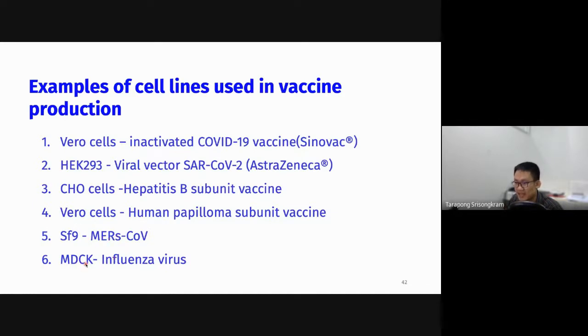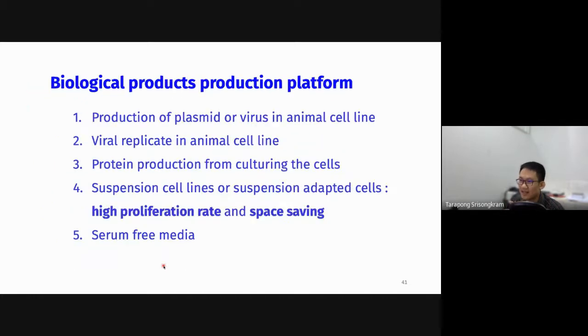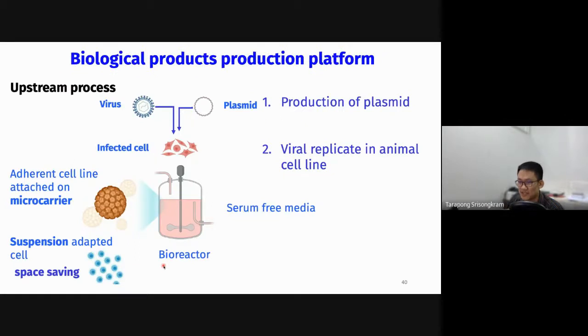And MDCK is the canine or dog cells that have been used to create the influenza virus vaccine. This is an example, so you don't need to remember all this, but just understand that we need the suspension cell or suspension adapted cell to produce the biological products.